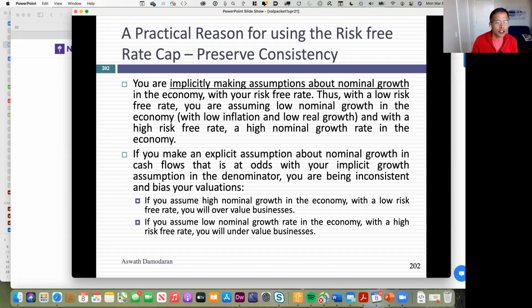You cannot just change the growth rate and leave the risk-free rate where it is, because then you're taking the good stuff from low interest rates, but you're not bringing in the other side of the equation. If nothing else, for consistency's sake, cap your growth rate at your risk-free rate. And if you want to change your risk-free rate after year 10 to a higher number, by all means do so. And you can use a higher growth rate, but you cannot leave the risk-free rate at 1.6% and change just the growth rate.